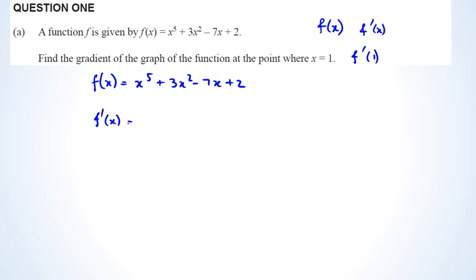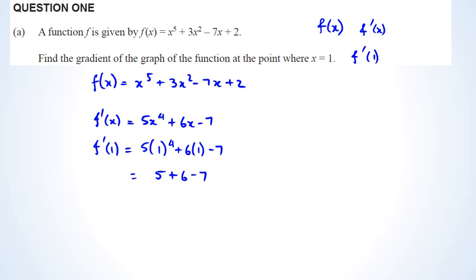So f dash of x is going to be 5x to the power of 4 plus 6x minus 7, and in the next step I need to substitute the 1 in there. So I've got 5 times 1 to the power of 4 plus 6 times 1 minus 7. I've got 5 and 6 minus 7. Your answer should be 4. So for this one, this is actually worth an achieved grade. Okay, let's go to the next question.